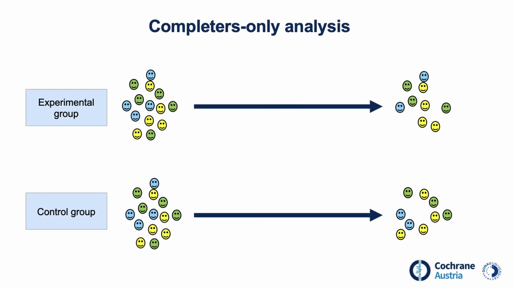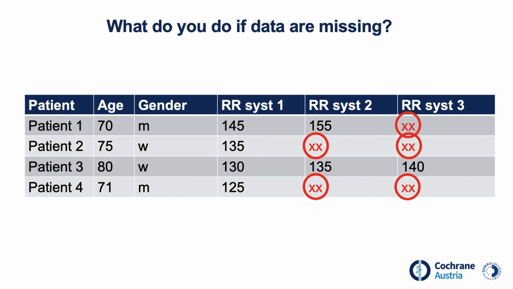Completers only analysis is also a variant of per protocol analysis. In this form of analysis, only the participants who remain until the end of the study are taken into account. All others are excluded. The data of participants can be incomplete for various reasons. But what do you do if there is no data? Here is an example with blood pressure measurements at 3 points in time at which individual measurement data are missing. How can data gaps still be taken into account in an intention to treat analysis?